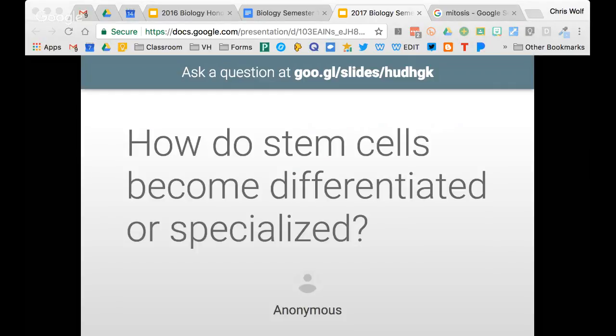How do stem cells become differentiated or specialized? Through gene expression, through the turning on and turning off of certain genes.